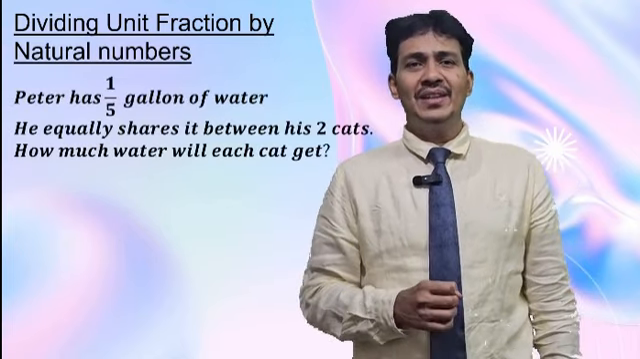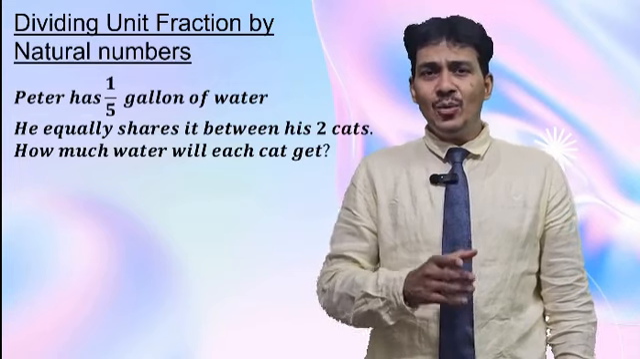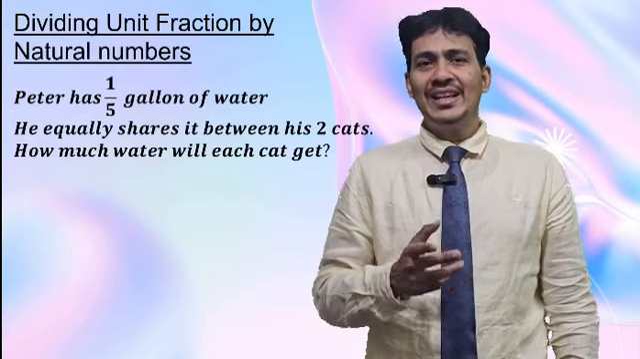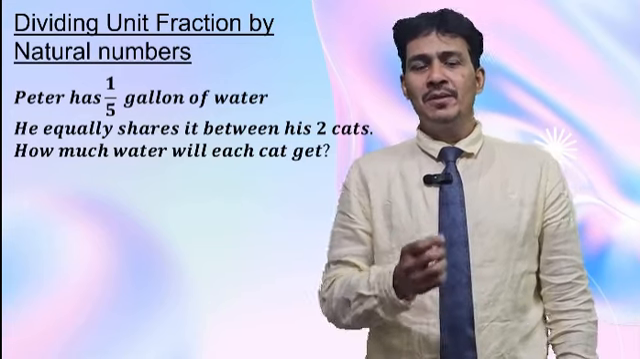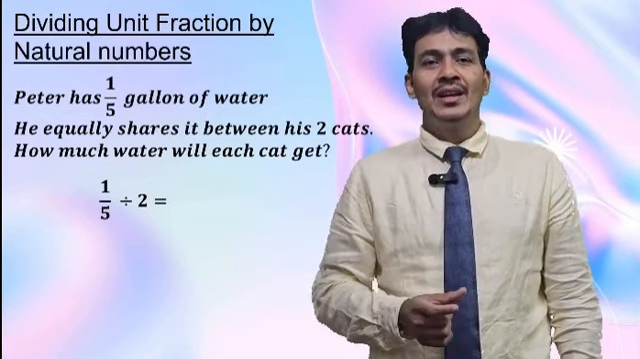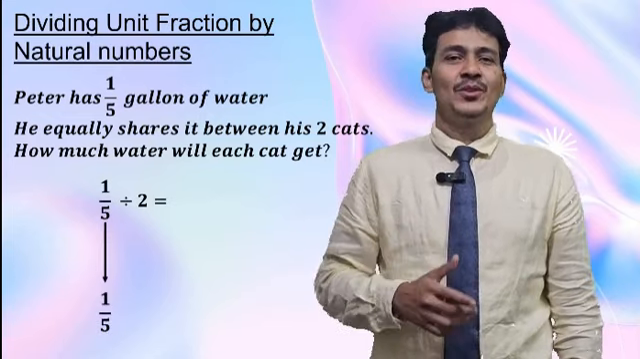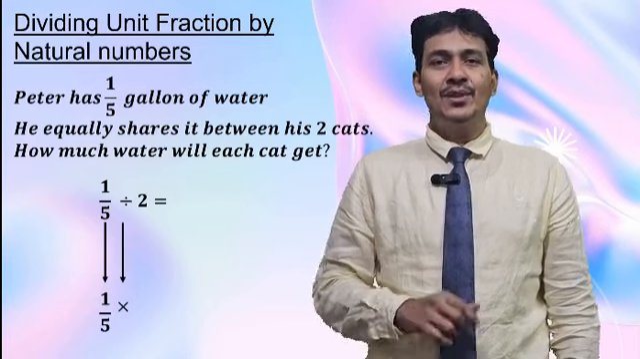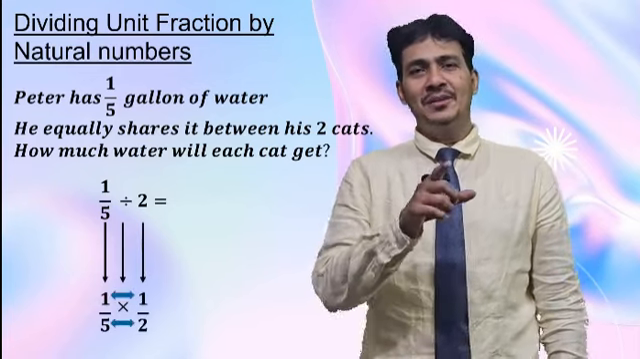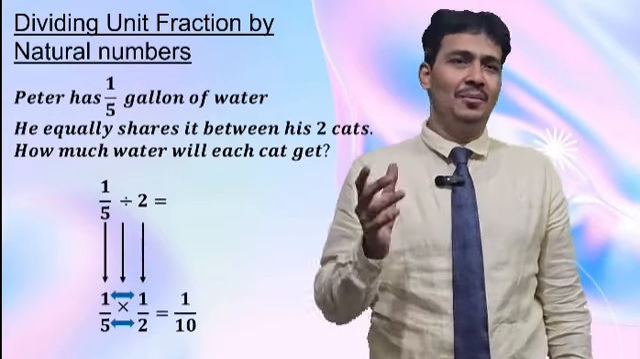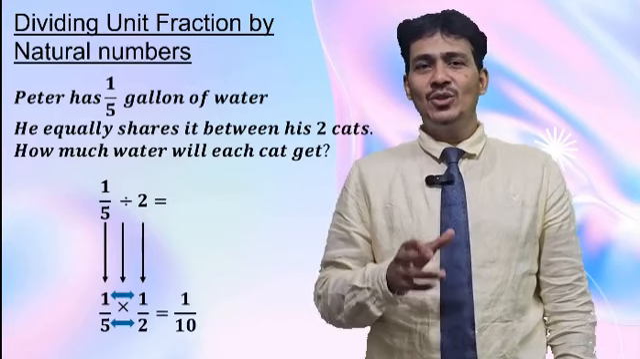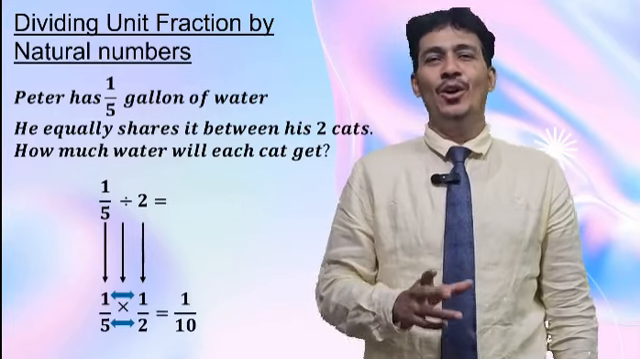Peter has 1/5 gallon of water. He equally shares it between his 2 cats. How much water will each cat get? It's a simple problem of division. You're going to divide 1/5 by 2. Keep, change, flip. So 1/5 times 1/2. Multiply the numerators, multiply the denominators, and you get 1/10. So each cat will get 1/10th gallon of water.